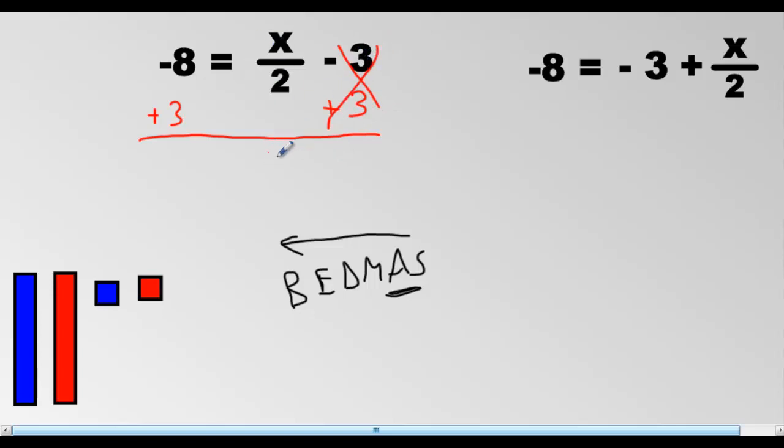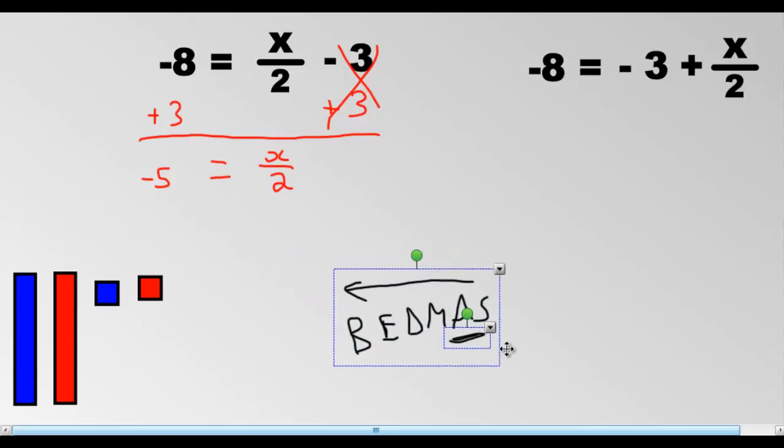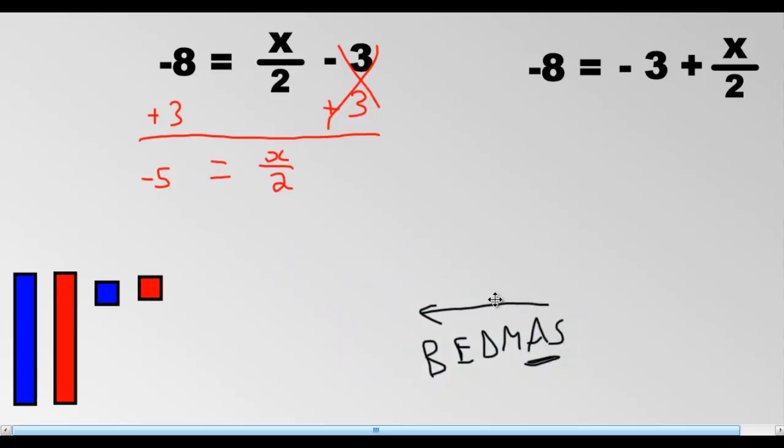We have x over 2. And we have negative 8 plus 3 is negative 5. And don't forget that sign there. You forget that, you're going to lose some marks. So put it in. Now the next thing BEDMAS says, reverse style, is do division, multiplication, and we have division. X divided by 2. Remember, you always go on the variable side.